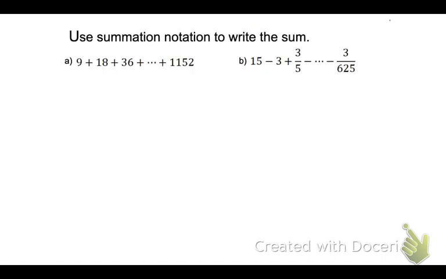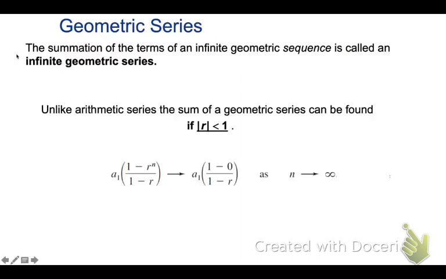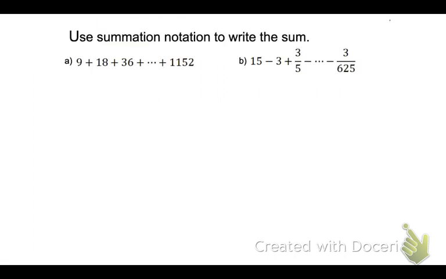Okay, so use sigma notation to write your sum. I need to write a definition to put behind the sigma, right? Ethan says the ratio is 2 for A. You guys agree? Okay. So r is 2. A sub 1 is 9. So that's going to be A sub n equals A sub 1 times 2 to the n minus 1.